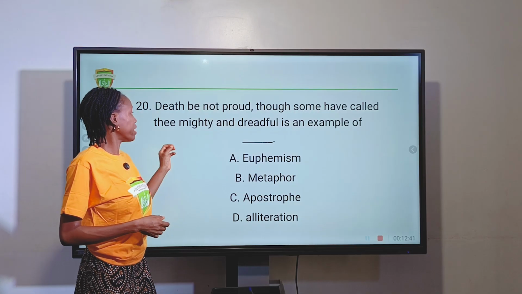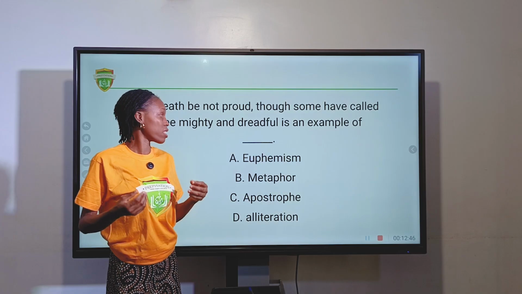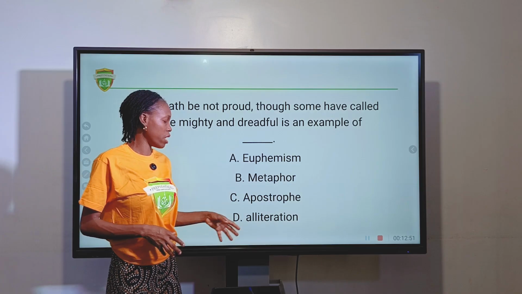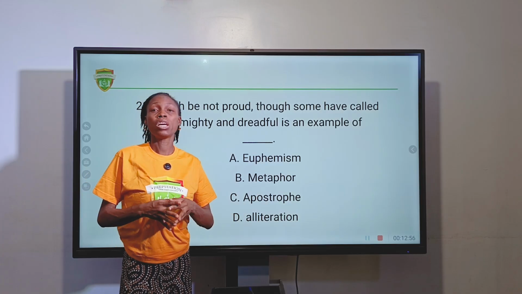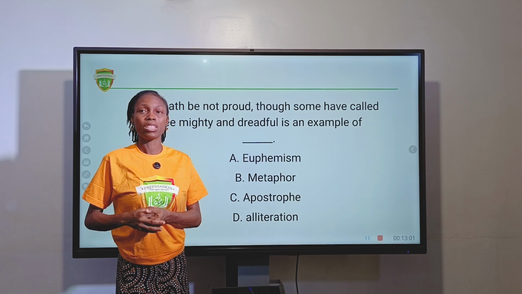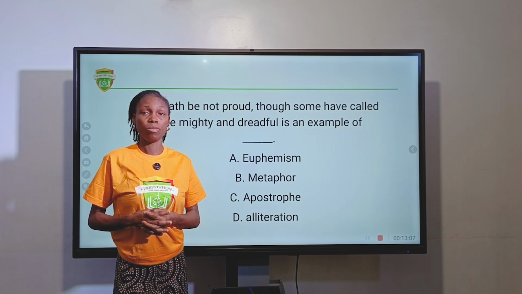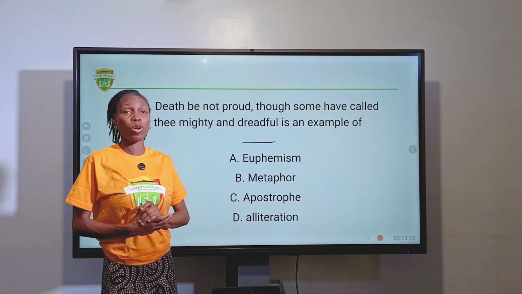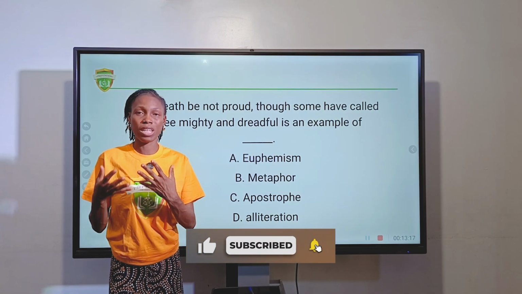Number 12, Death Be Not Proud, though some have called thee mighty and dreadful, is an example of A, euphemism, B, metaphor, C, apostrophe, and D, alliteration. The answer to this question is apostrophe. When you say apostrophe, it's a direct address to something that is probably not living or an object that is not a human being. So the writer of this poem addresses death as though death were a character or a human being standing in front of him.